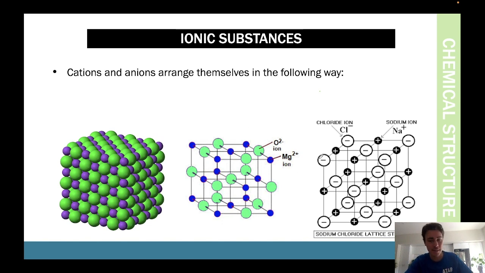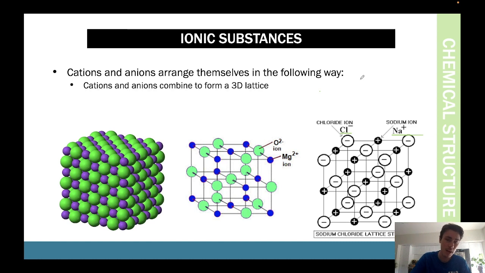So ionic substances are essentially where you have a positive ion and you have a negative ion and they join together. So in this case here, you have chloride, and you have sodium. So table salt. Table salt is an ionic substance. It's got sodium and it's got chloride and they join together like this.